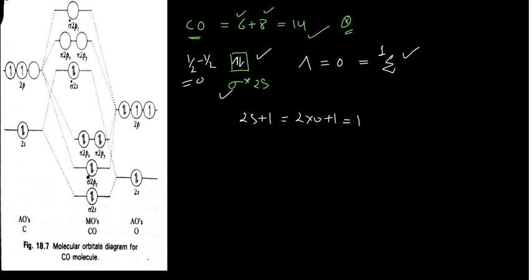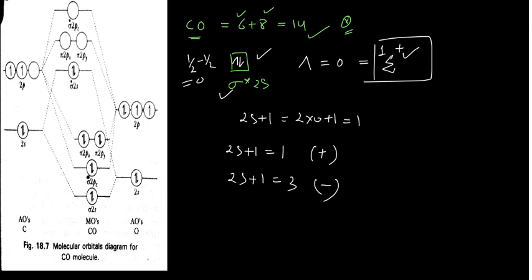Whenever you do not have g and u, how do you decide where to put positive and negative? I already told you, whenever 2S plus 1 equals 1, you put the plus sign, and whenever 2S plus 1 equals 3, you will put the minus sign. So you will put the plus sign over there. So again, you see the molecular term symbol for the carbonyl. This is very, very important. Now moving to the next problem, which would be my last problem in the lecture.